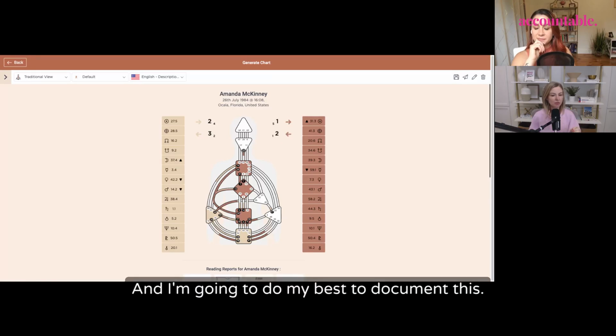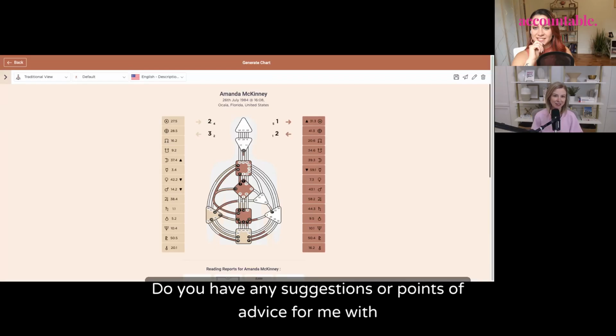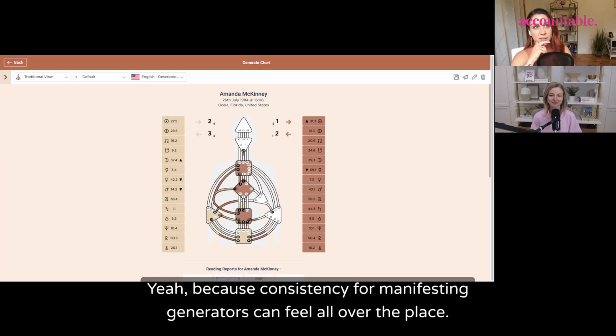And I'm going to do my best to document this. I think it's going to be harder than I think, even though I know it's going to be hard to recognize the feeling. Do you have any suggestions or points of advice for me? Yeah, because consistency for manifesting generators can feel all over the place.